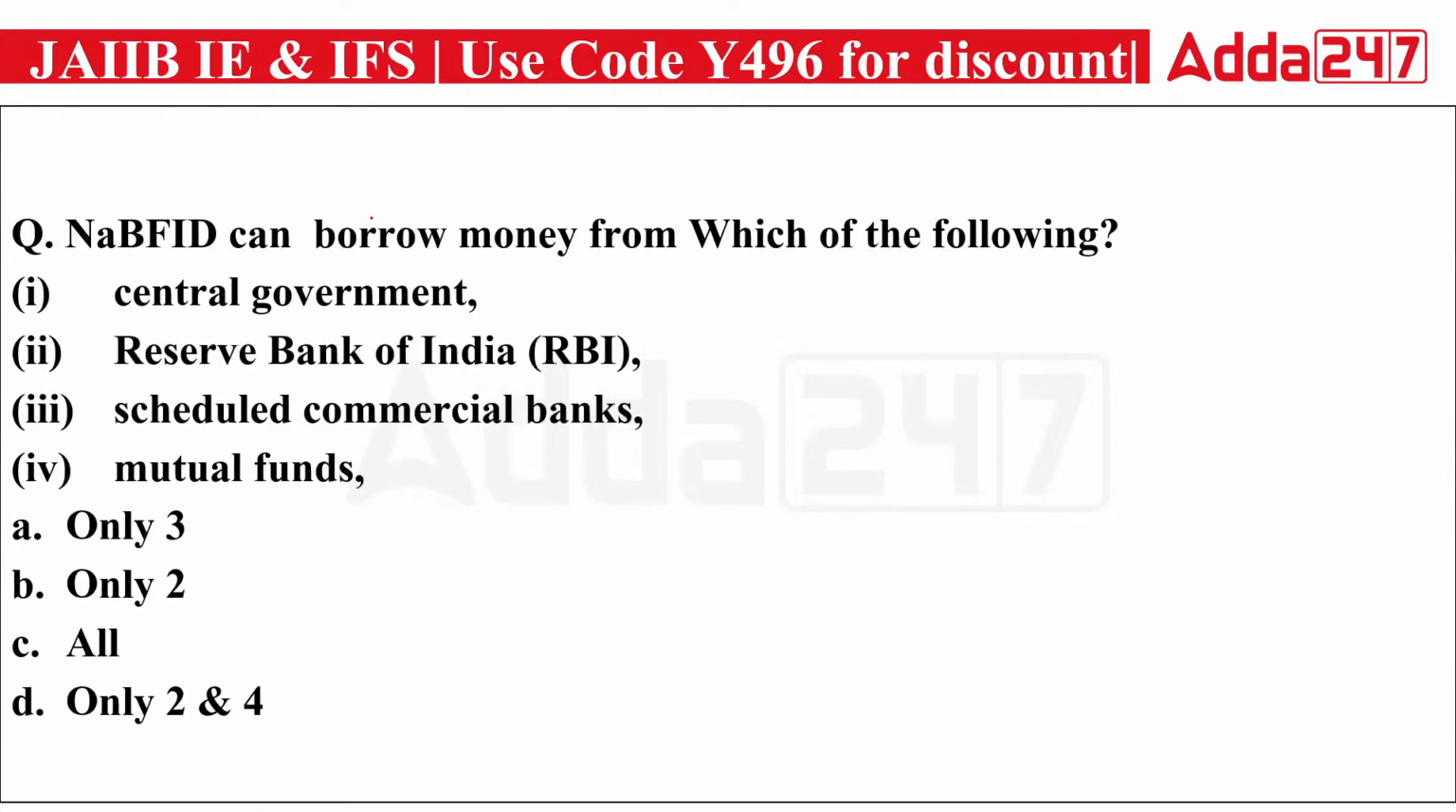Next we have: NAFID can borrow money from which of the following? NAFID is actually developing the infrastructure sector and providing funds for infrastructure. So it's very obvious NAFID will need funds for the development of infrastructure. So from where can NAFID have funds? From central government, from RBI, from mutual funds. Out of the four, who can give the fund, or from whom can NAFID borrow the fund?